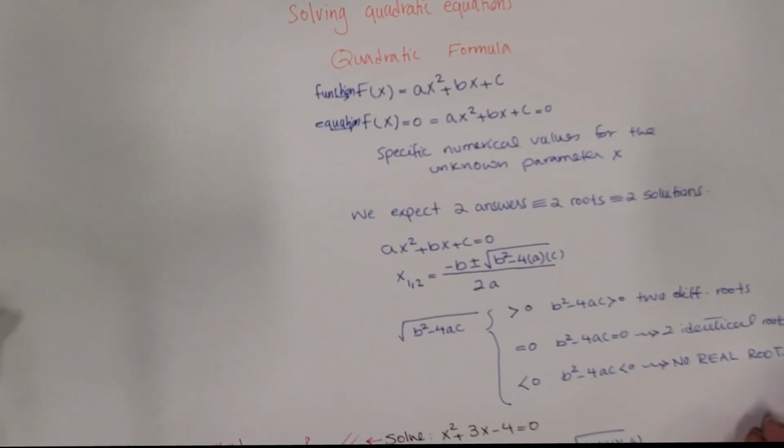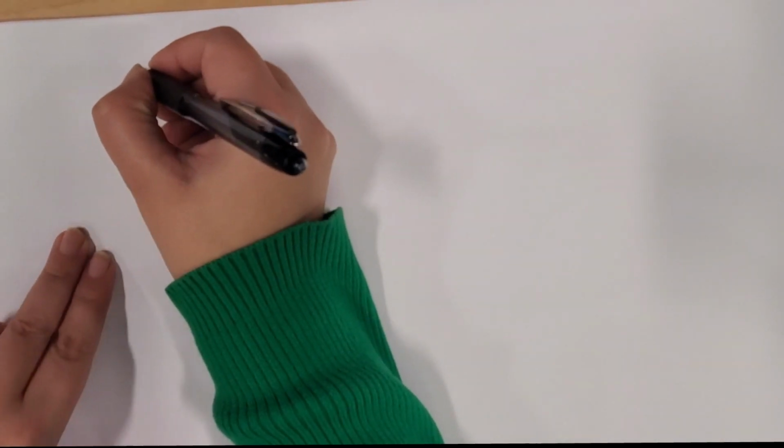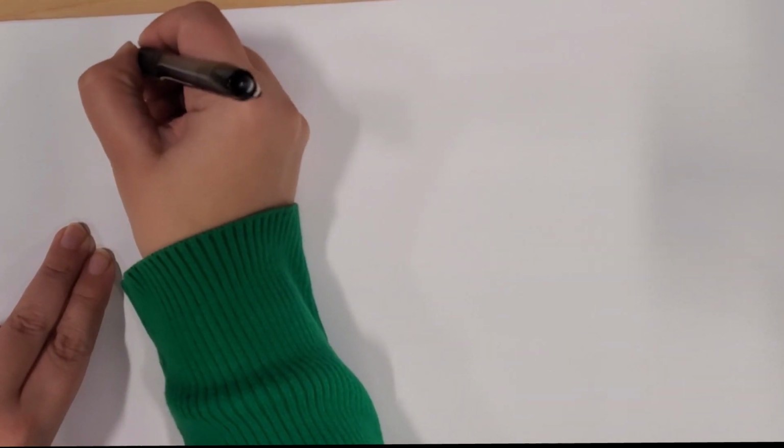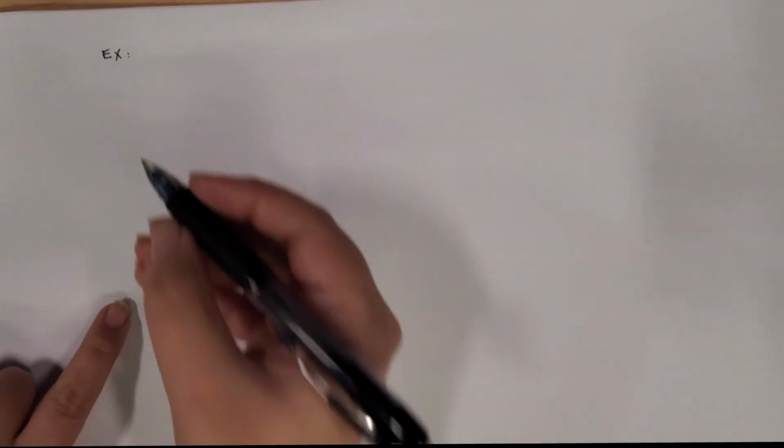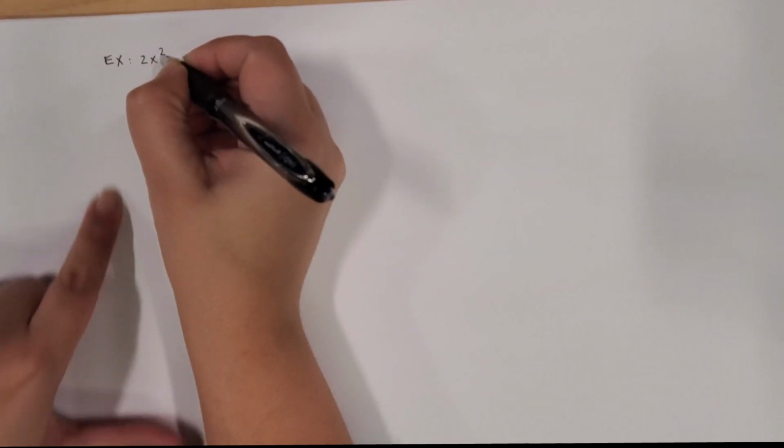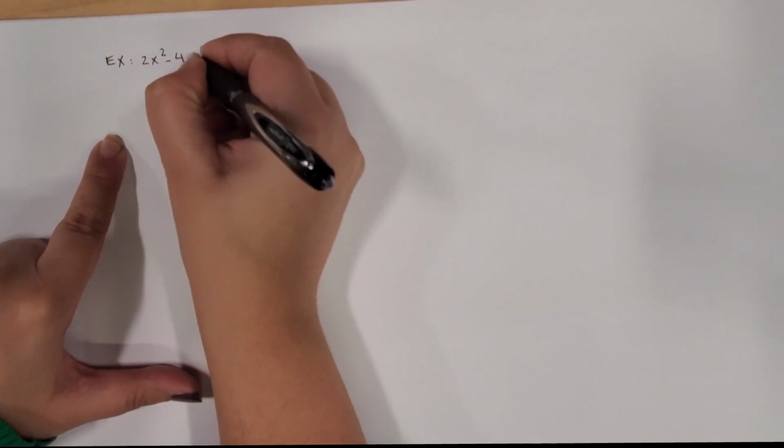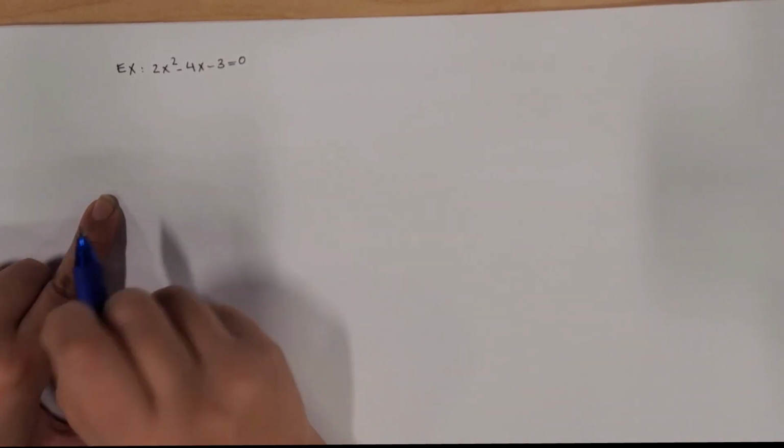Okay, so let's do a few more practice questions because it's getting more and more interesting. The next one would be, okay, another example. Let's start it here. Example: 2x to the power 2 minus 4x minus 3 is equal to 0. Okay, and I want to find the answer through the quadratic formula.